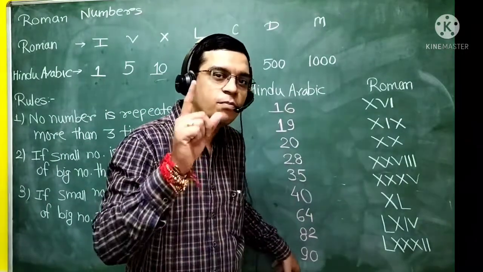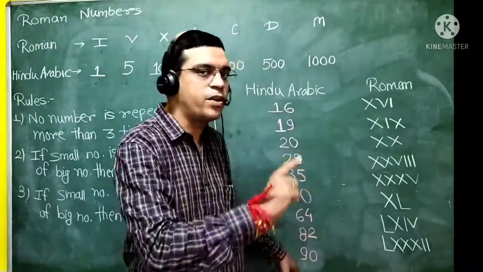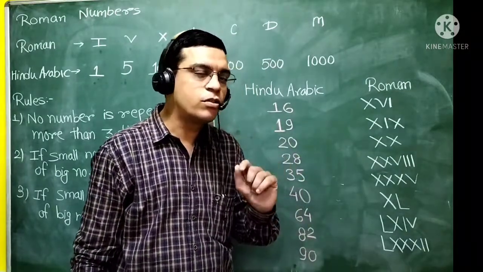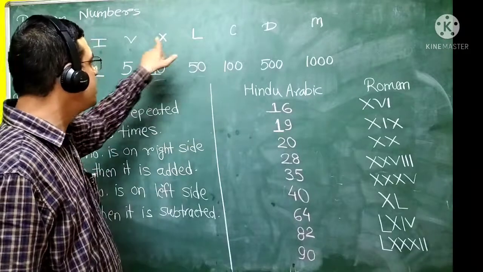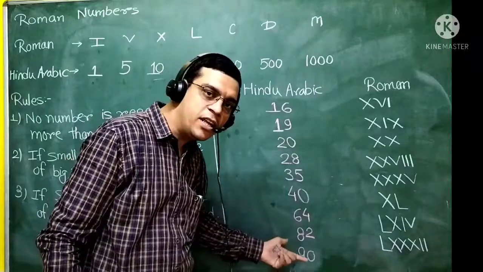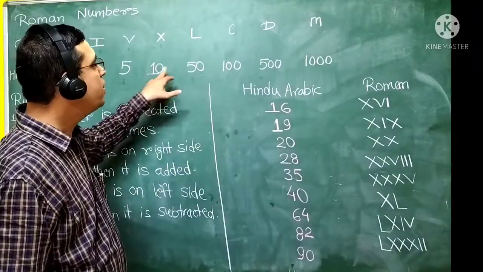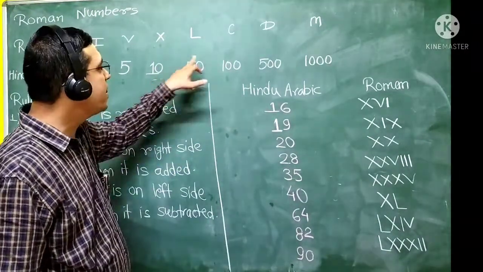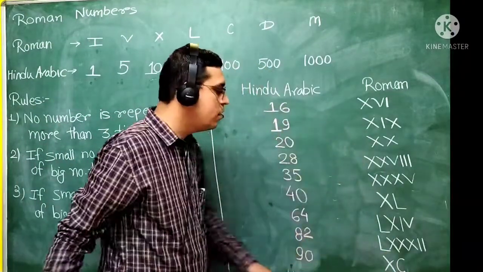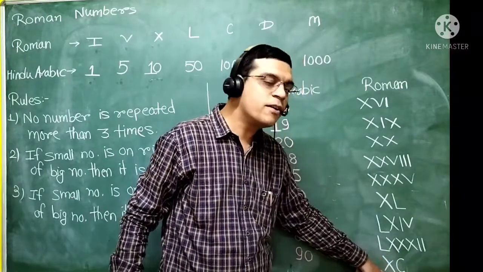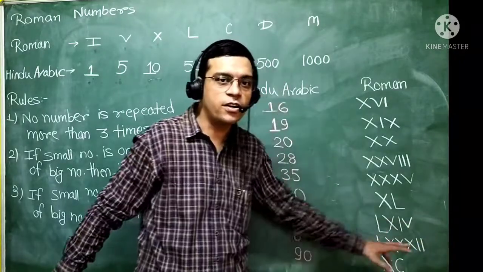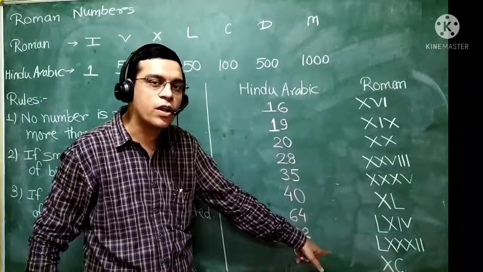90. I just said that when a 4 or 9 comes, we have to subtract. So 9 has come in 90, and I have to subtract. So tell me, what is 100 minus 10? 90. So I have to subtract 10 from 100. So first I write 10, then 100. 10 is X and 100 is C. So this is 10, this is 100. A small number is before the big number. Third rule, we have to subtract. 100 minus 10 is 90. So this is how I am going to write 90.